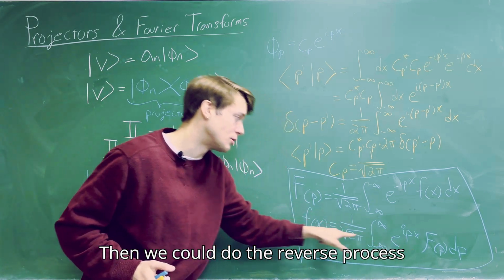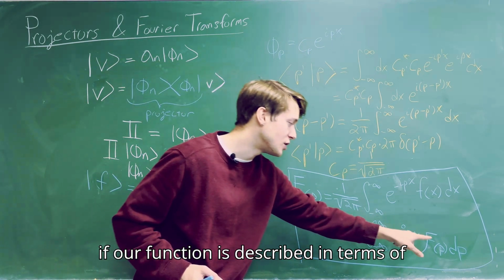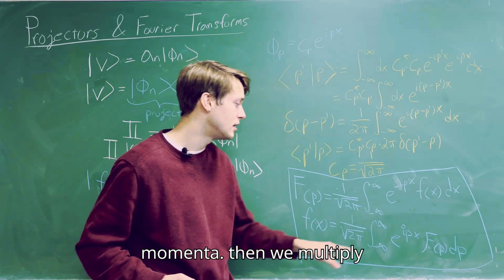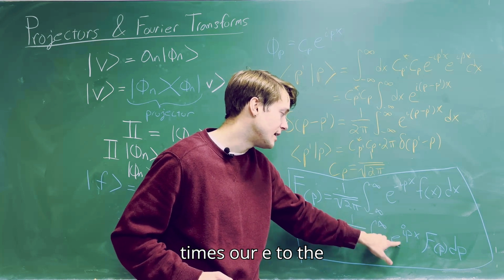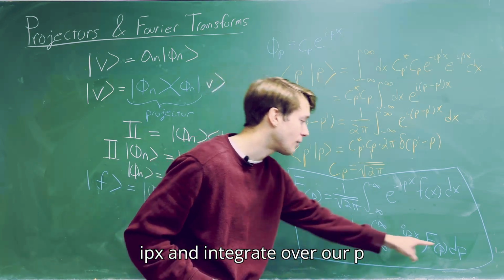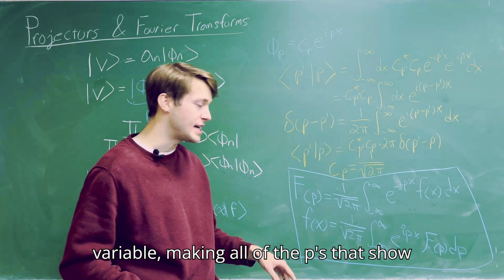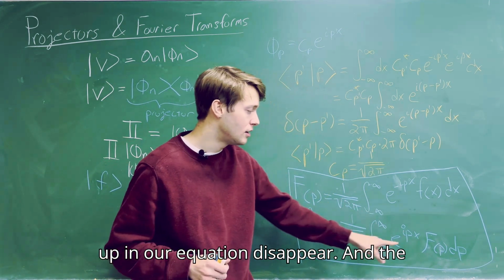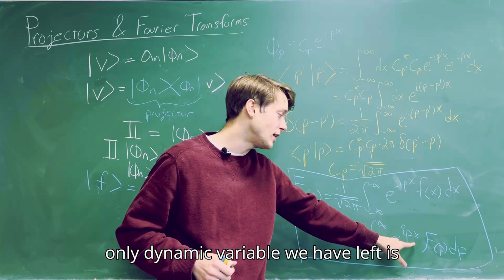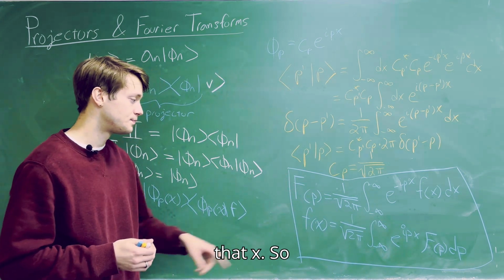Then we could do the reverse process. If our function is described in terms of momenta, then we multiply times our e to the ipx and integrate over our p variable, making all of the p's that show up in our equation disappear, and the only dynamic variable we have left is that x.